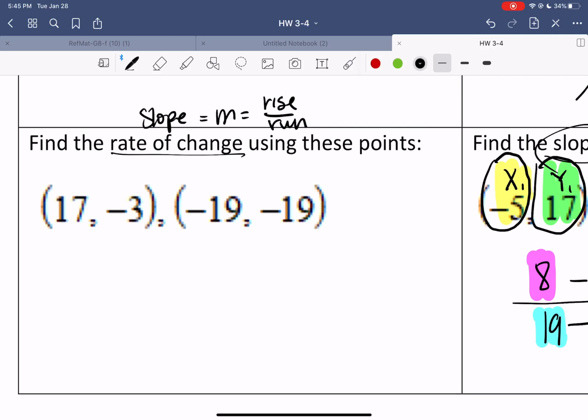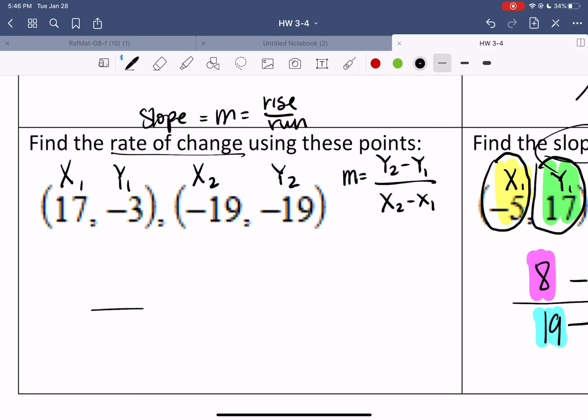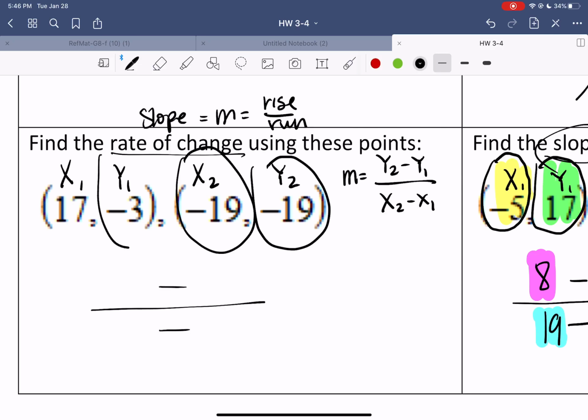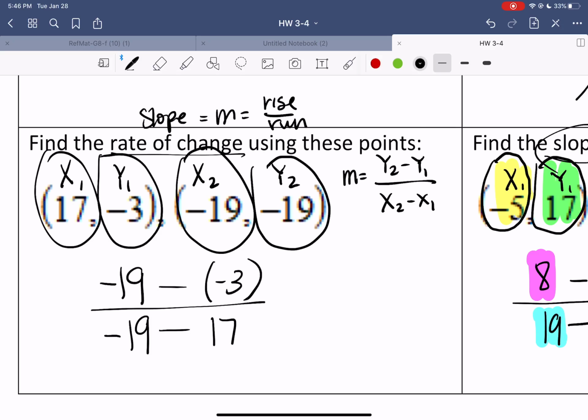And I'm going to go ahead and label x1, y1, x2, y2. And we have our slope formula, m equals y2 minus y1 over x2 minus x1. So draw the line and subtraction sign, and then put the numbers that are associated with it. So we have negative 19 minus negative 3 and negative 19 minus 17.